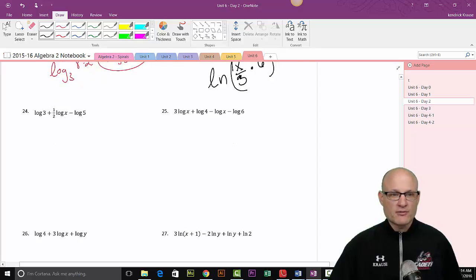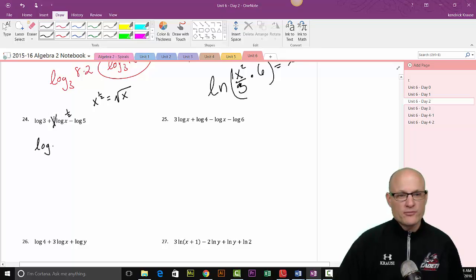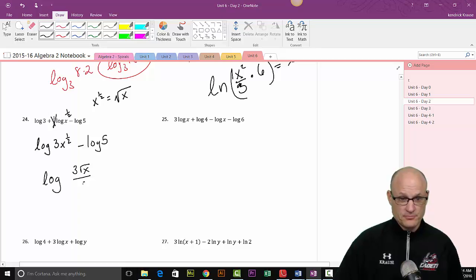All right. I only got a couple left. We've got 3 left. 4 left. So, return exponents. 1/2. We also recall that x to the 1/2 is really equal to the square root of x. So this becomes log base 10, we don't need a base, of 3x to the 1/2 minus log of 5. Well, x to the 1/2 is the square root of x, and the subtraction comes back to division. So this is really equal to log of 3 square roots of x over 5.